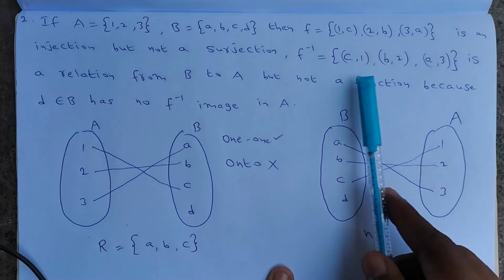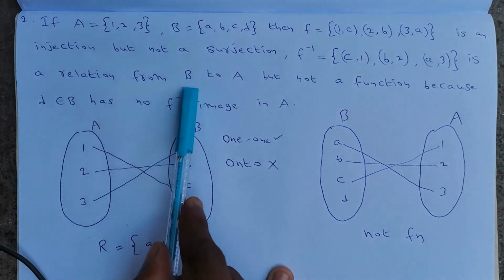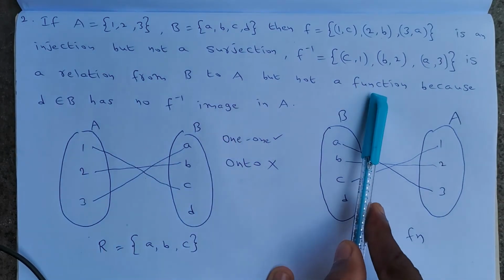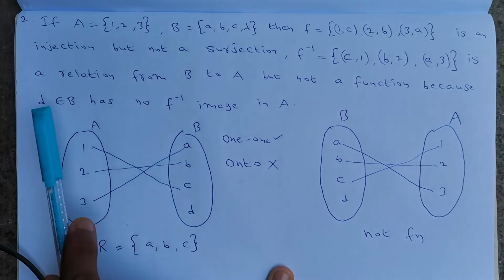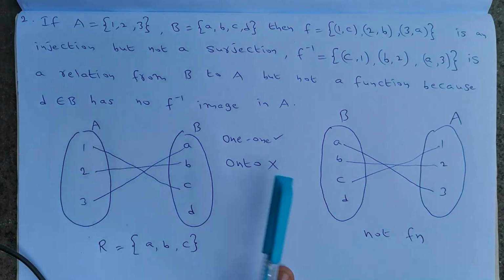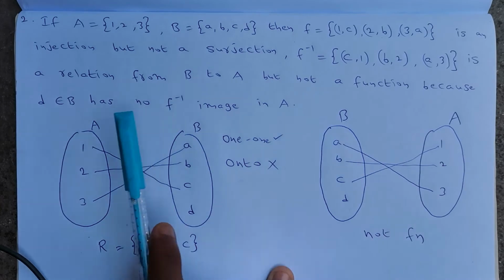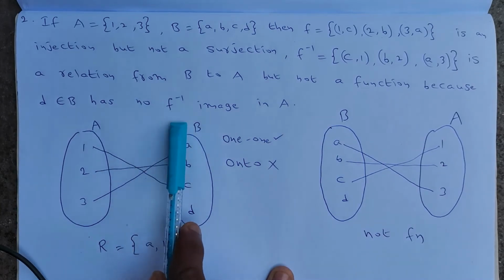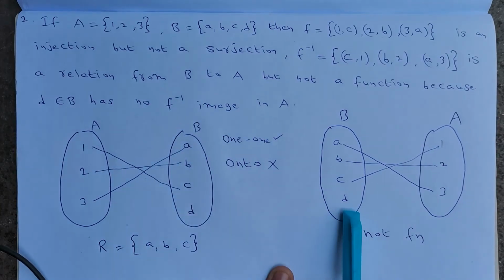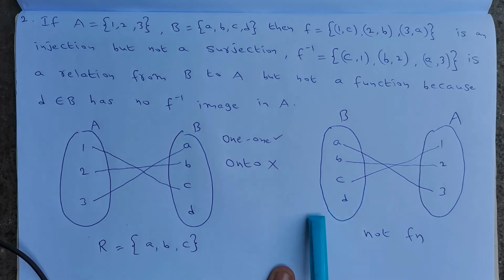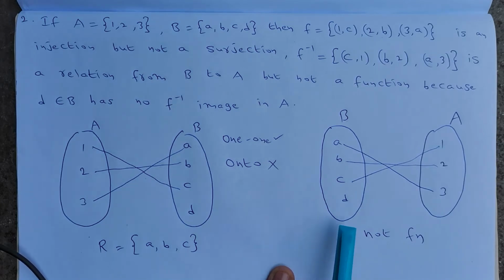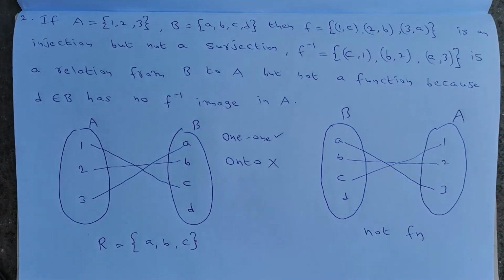The same he gave: F inverse is a relation from B to A, but not a function, because D belongs to B. D is an element in the set B and has no F inverse image. For this D, an image is not there. So this element D, which is from the set B, should have an image, then only it will become a function. But here the element D does not have any image, so this is not a function. It is simply a relation.